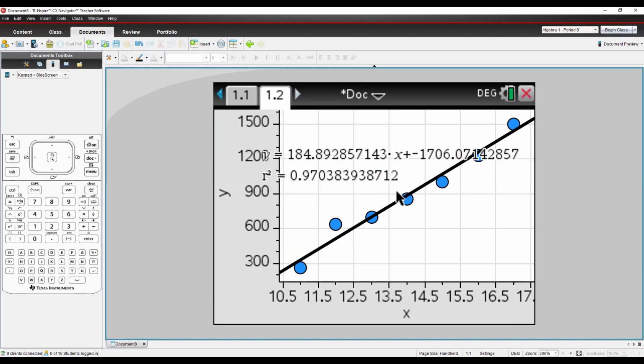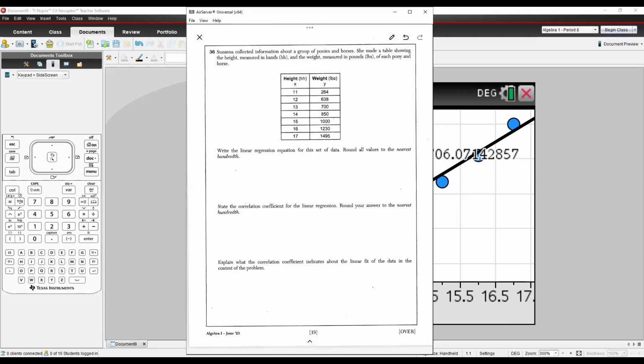Now what am I rounding this to? I am rounding this to the nearest hundredth place. And I'm also rounding the correlation to the nearest hundredth. So that's 2 decimals. So let's go back and get that.